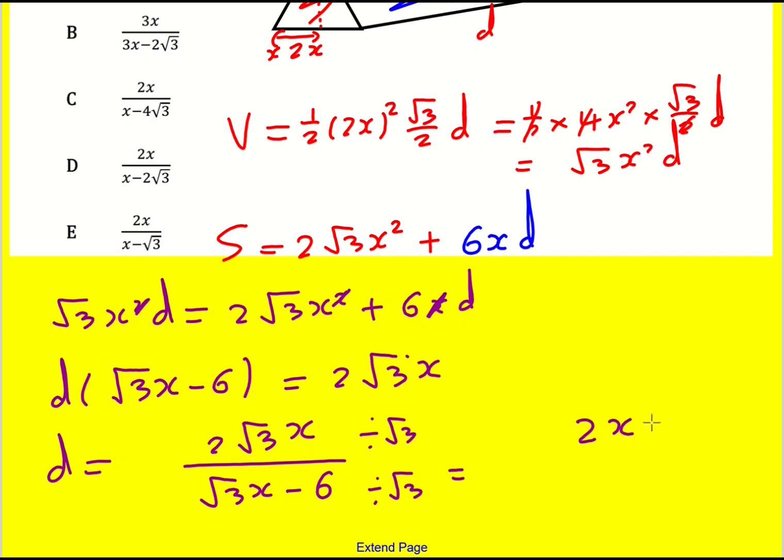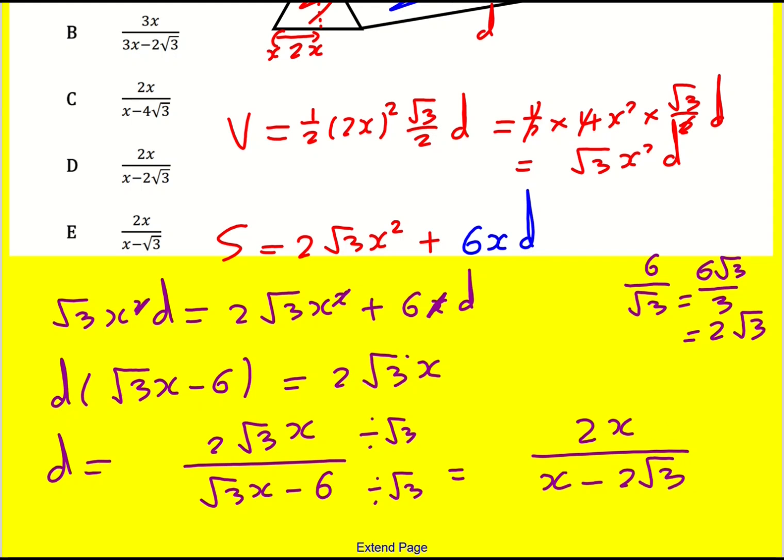So I'll get 2x. And then when I divide this one by 3, I'm just going to get x. And then I'm going to get 6 divided by root 3. 6 over root 3. Let's not overcomplicate this here. I'm actually going to rationalize the denominator. It'll become 6 root 3 over 3 when I times top and bottom by root 3, which will be 2 root 3. So our final answer, d, is equal to 2x over x minus 2 root 3. And there it is. It's going to be d.